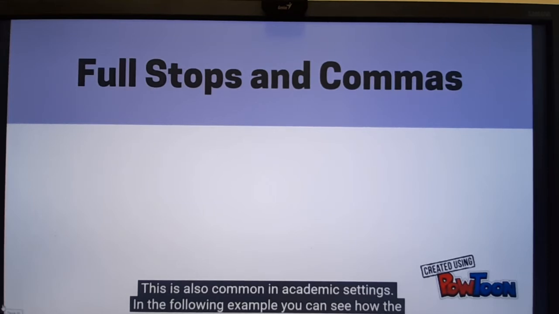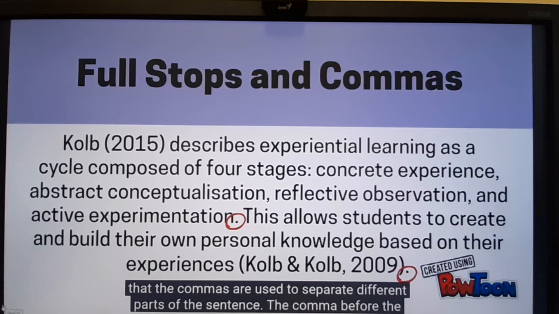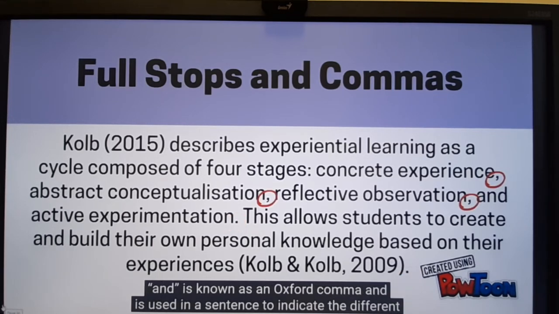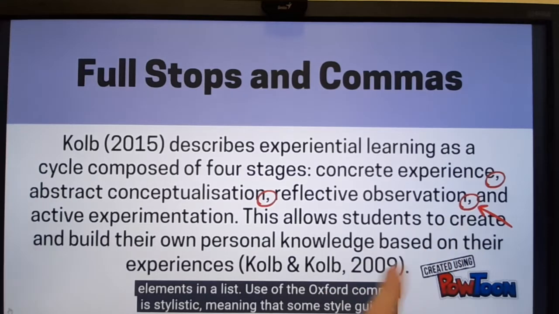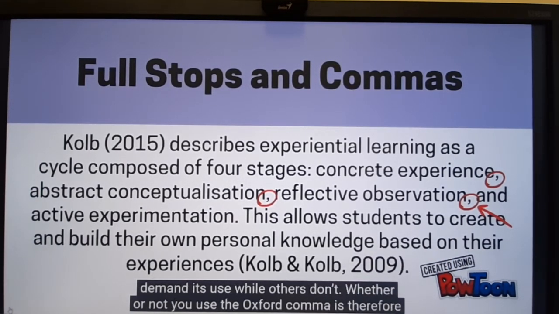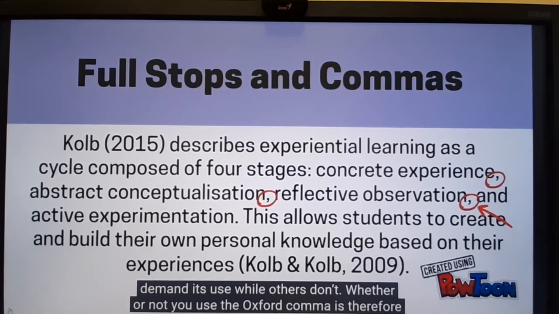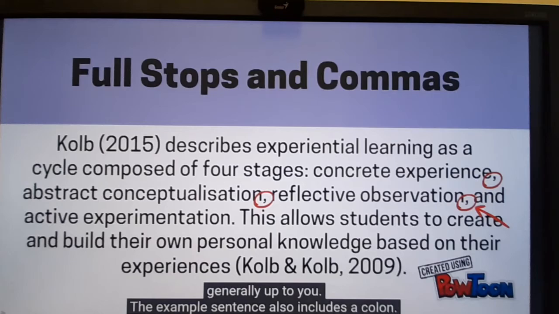In the following example, you can see how the full stop is used to indicate when one sentence ends and another begins. You can also see that the commas are used to separate different parts of the sentence. The comma before the and is known as the Oxford comma and is used in a sentence to indicate the different elements in a list. Use of the Oxford comma is stylistic, meaning that some style guides demand its use while others don't. Whether or not you use the Oxford comma is therefore generally up to you.